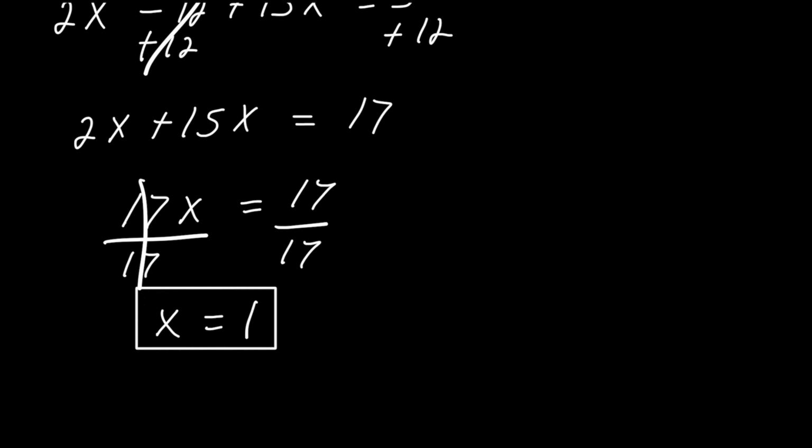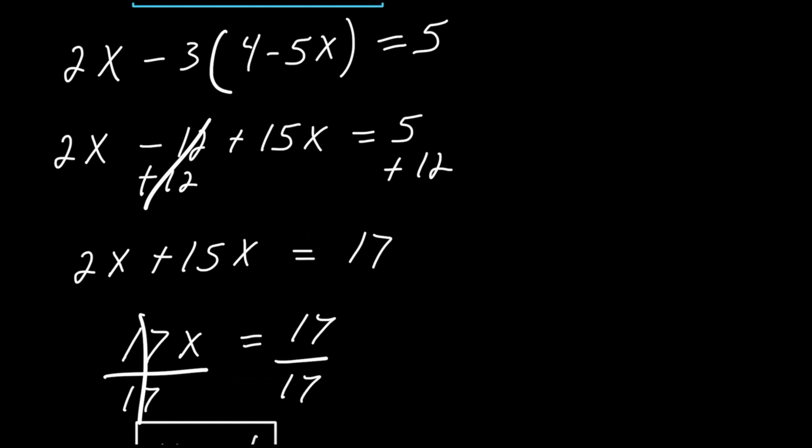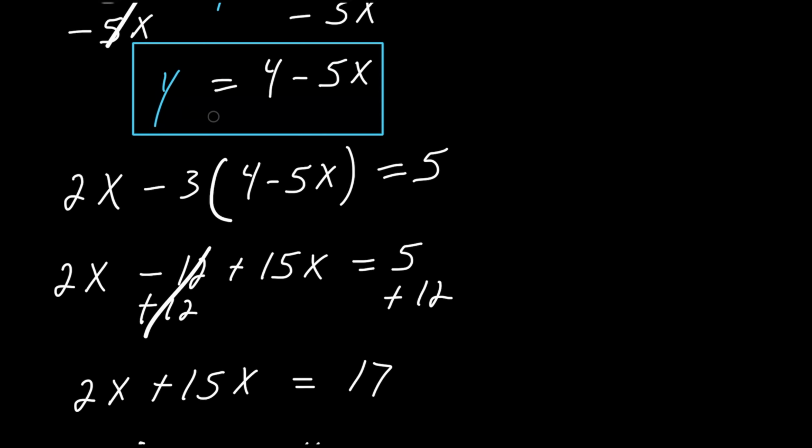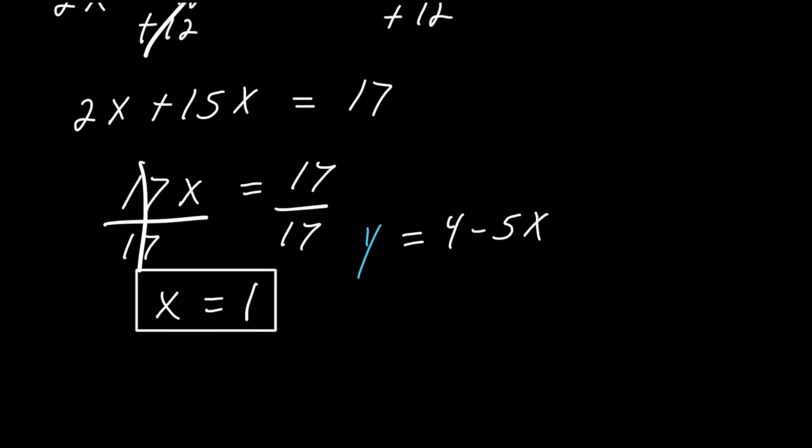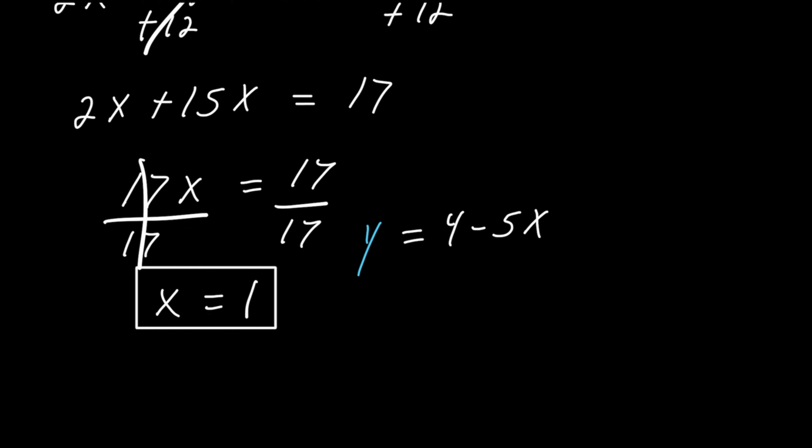Now let's go back to our previous answer for y. Y over here was y equals 4 minus 5x. All right, so let's rewrite that. Y equals 4 minus 5x. Now let's input our newly found value for x over here. So this is going to be y equals 4 minus 5 times x equals 1.